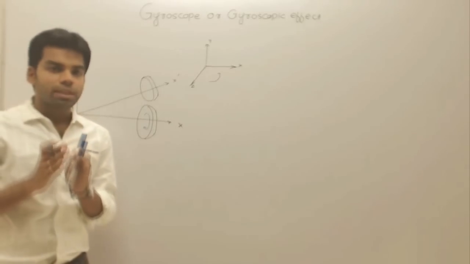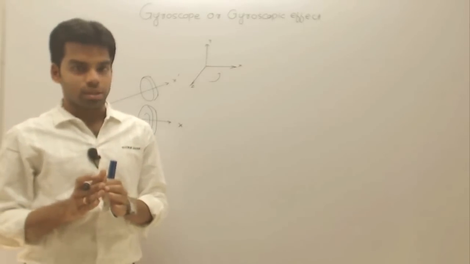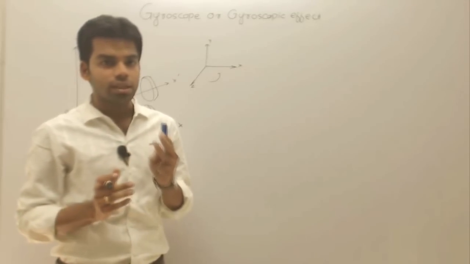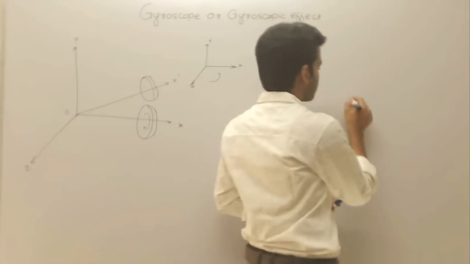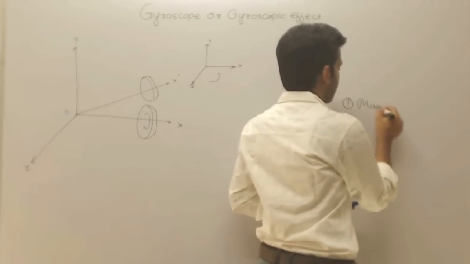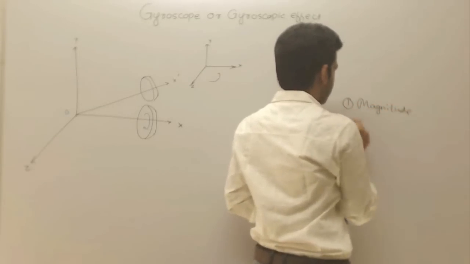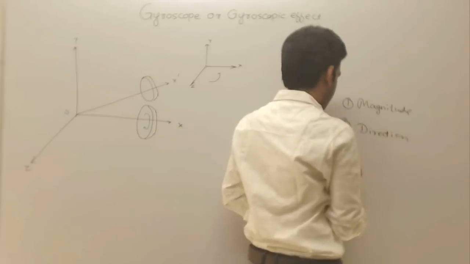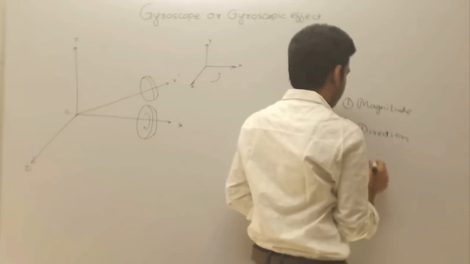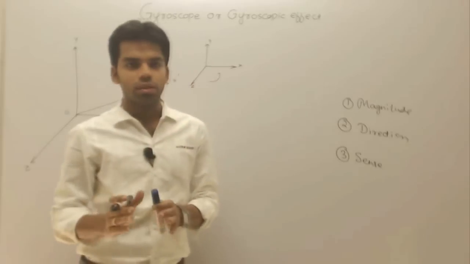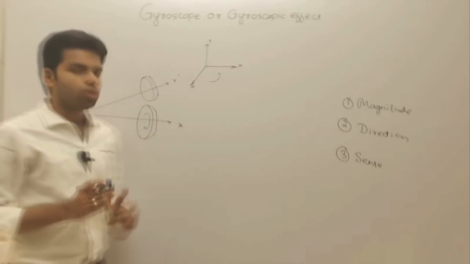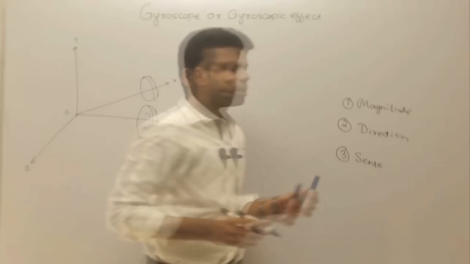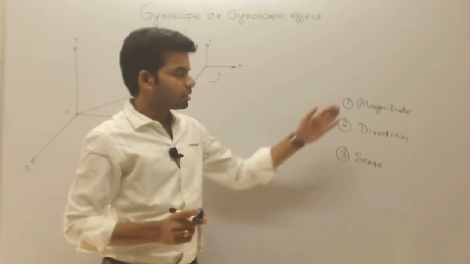Just understand this thing very carefully. Now what will be the direction of angular velocity? In order to make the angular velocity vector, three things are necessary to make a vector. First thing is magnitude of the vector. Second thing is direction of the vector. And third thing is sense of the vector. So we have to draw the angular velocity vector of this rotor. Now what is the magnitude of the vector? Magnitude we can determine, v is equal to omega into r.